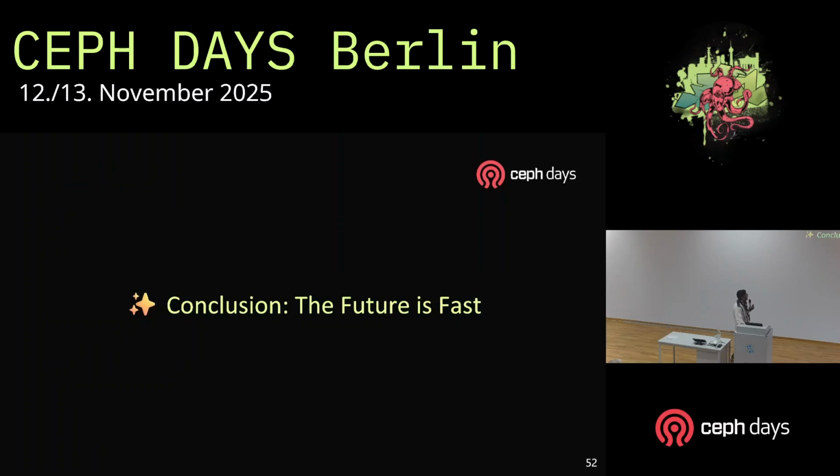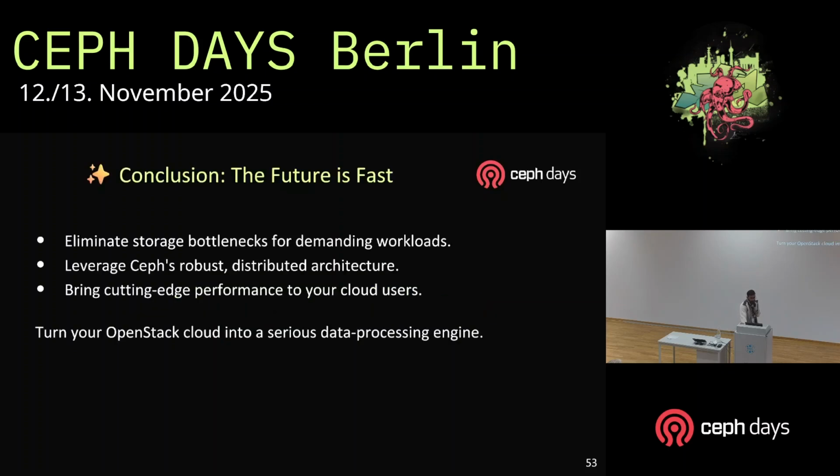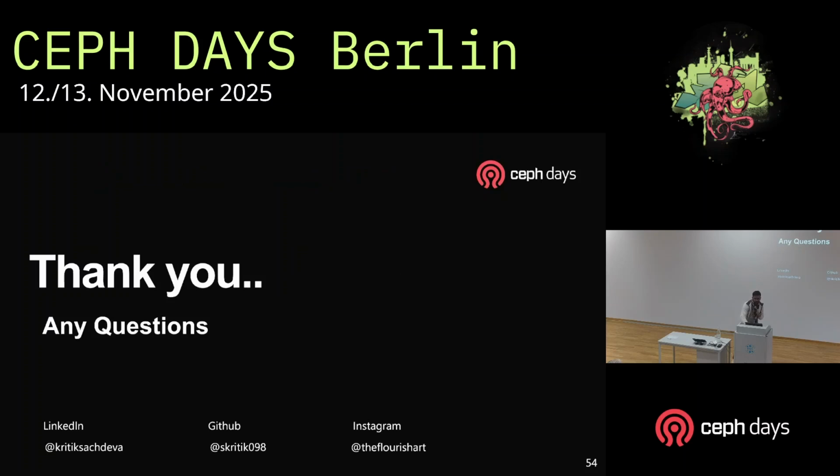So finally, the conclusion is that with AI growing and GPU performance growing, we need a storage solution which also needs to be fast and cope with that. So finally, we need to eliminate the storage bottlenecks and provide very performant storage for your cloud database. Thank you.